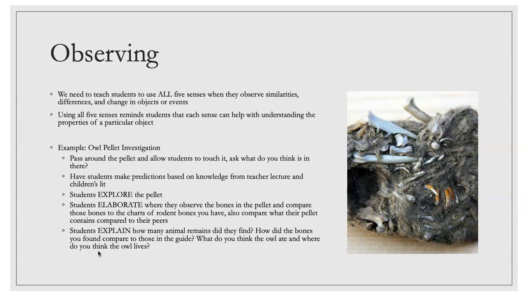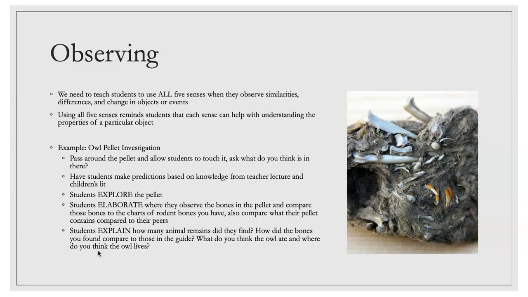So the first skill we're going to discuss is observation. We need to teach students to use all five senses when they observe similarities, differences, and change in objects or events. Some of you chose learning standards that involve properties. Properties, that's you describing an object, how the object looks, how it feels, how does it smell, how much does it weigh. There's a lot of different physical properties that your students can identify without any instrumentation other than what they were born with. So using all five senses reminds students that each sense can help them with understanding the properties of a particular object. Your book discusses the owl pellet investigation.